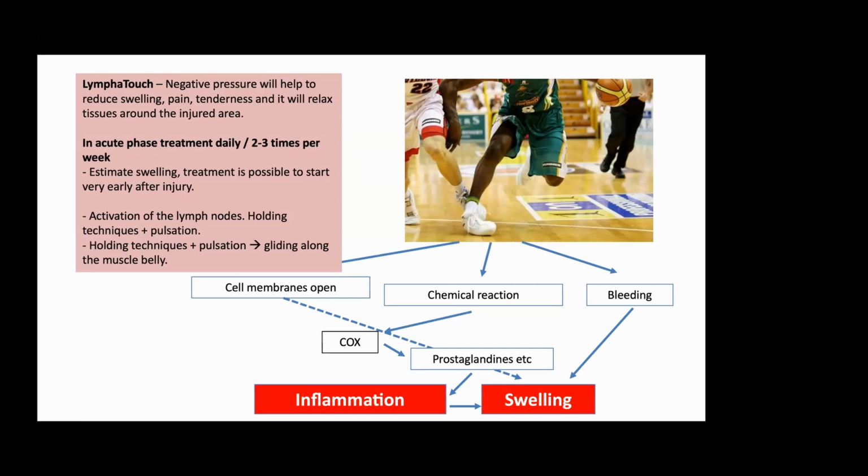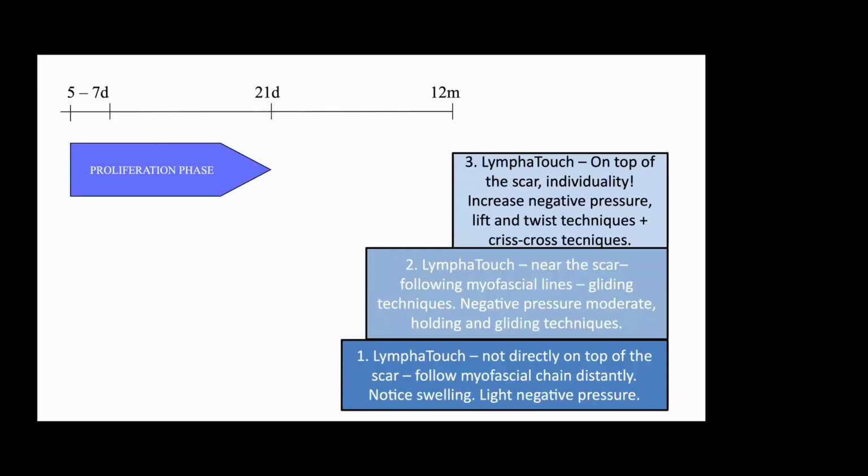If you have, for example, an ankle sprain, you could activate the lymph nodes in the thigh area with holding techniques and pulsation. And then you could glide along the muscle belly, but not go directly into the acute area if it is in the inflammation stage. So remember that for 3 or 4 days, you can avoid the area where the biggest swelling is. You can be around it and have a good improvement with that.